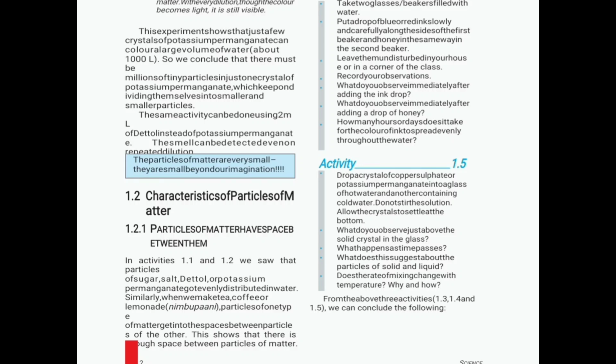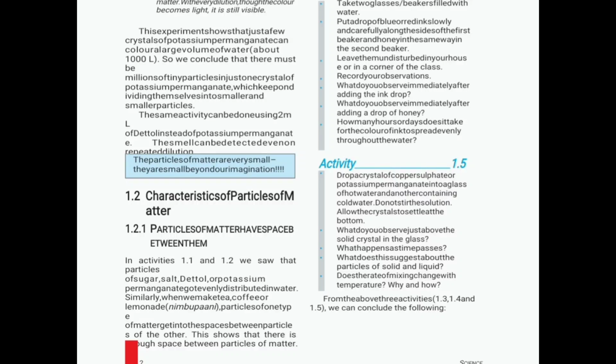Drop a crystal of copper sulfate or potassium permanganate into a glass of hot water and another containing cold water. Do not stir the solution. Allow the crystals to settle at the bottom. What do you observe just above the solid crystal in the glass?